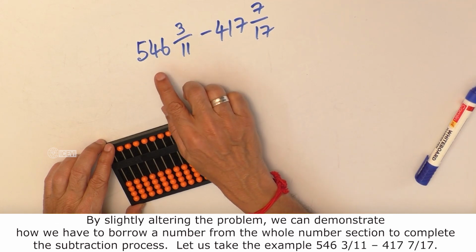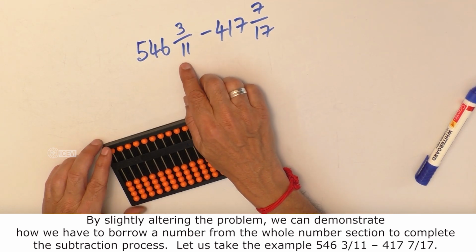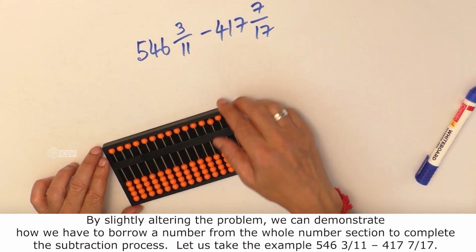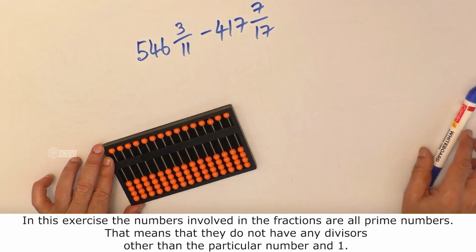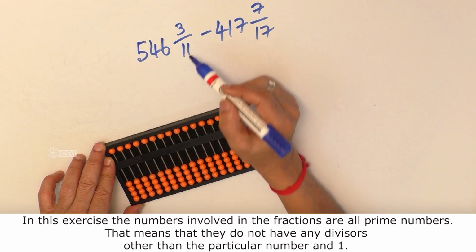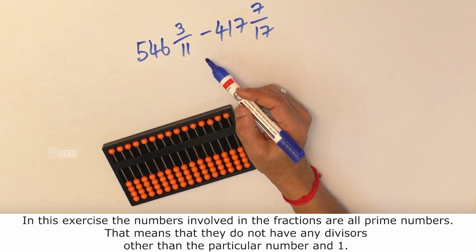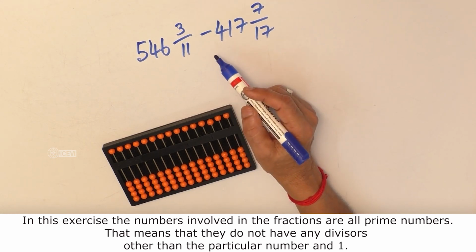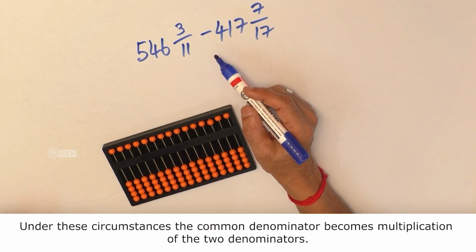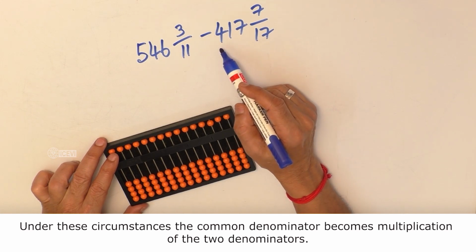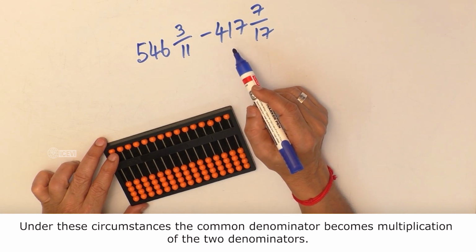Let us take this example, 546 3 by 11 minus 417 7 by 17. In this exercise, the numbers involved in the fractions are all prime numbers. That means they do not have any divisors other than the particular number and 1. Under these circumstances, the common denominator becomes the multiplication of the two denominators.